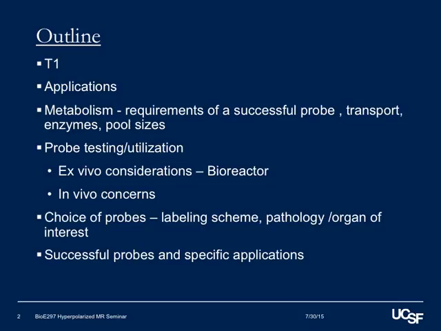I'm going to go into a little bit of detail on the bioreactor, which is a system that we use here at UCSF, both in the Ronen group and in our group, to do cell studies and in vivo experiments. How do we set that up? And then a little bit into the choice of probes, in the sense of the different positions that can be labeled, because of which we can study different pathologies, or different organs of interest that have a very specific metabolic pathway of interest. And then a very, very brief overview of some successful probes and specific applications.